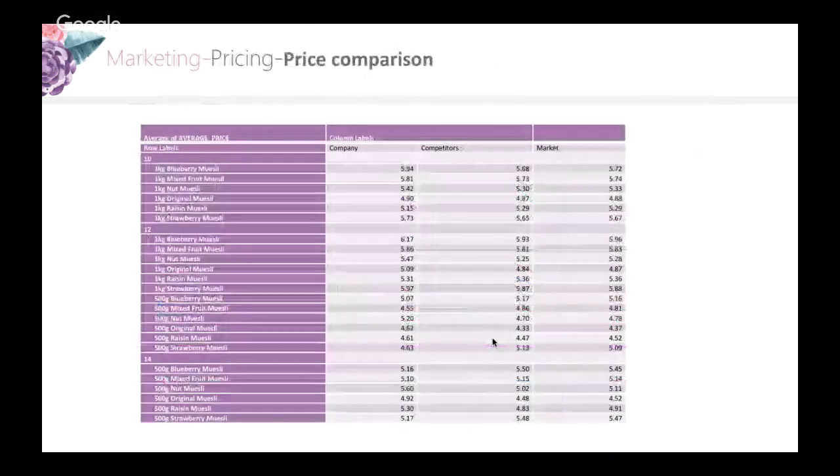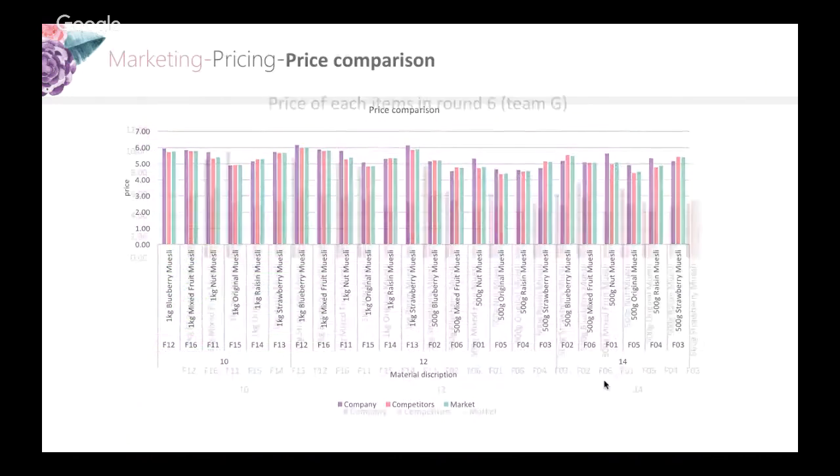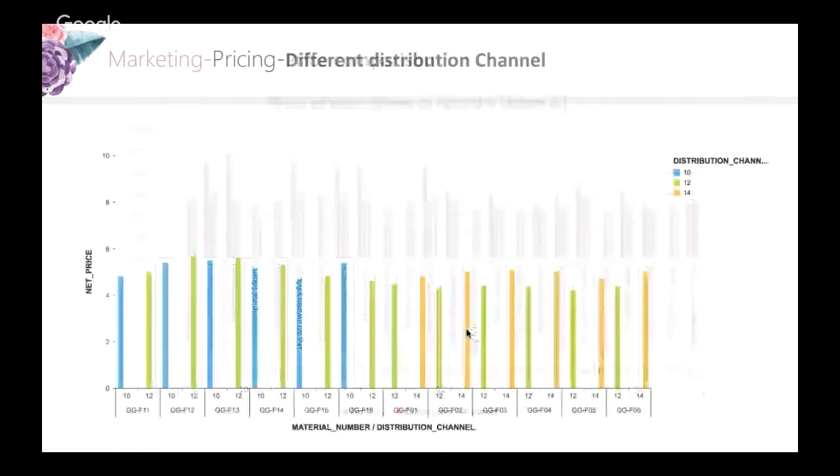Furthermore, according to the former game, we found that the optimum price is around our company's and the competitor's price. For the first 5 rounds, we did keep our price around the price of our competitors and the market price. But it was our mistake to increase the price much higher than others.